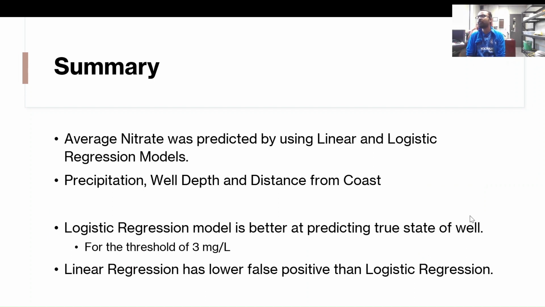So to summarize our project, we predicted average nitrate using linear and logistic regression models. Precipitation, well depth, and distance from coast were the most used parameters throughout all of our models, and the logistic regression model did better at predicting the true state of the well. The linear regression model showed a very low number of false positives compared to the logistic regression.